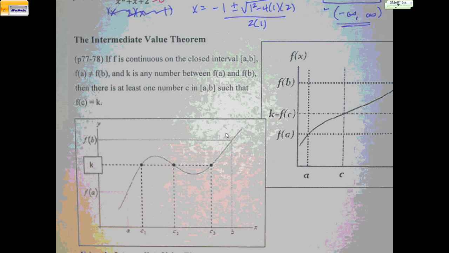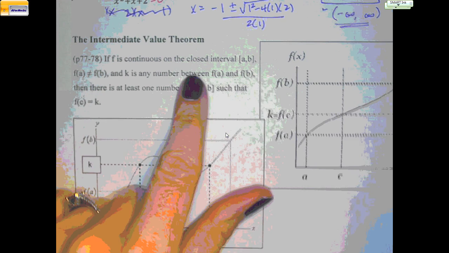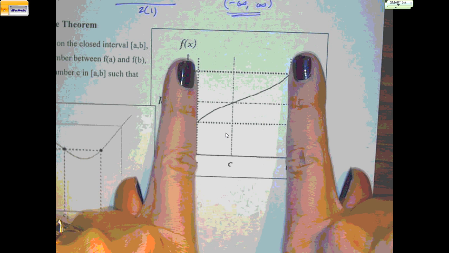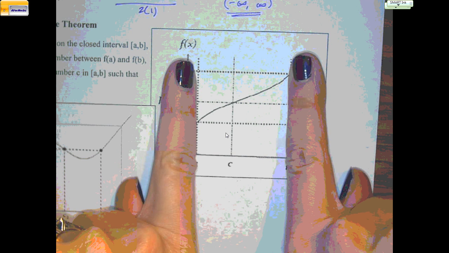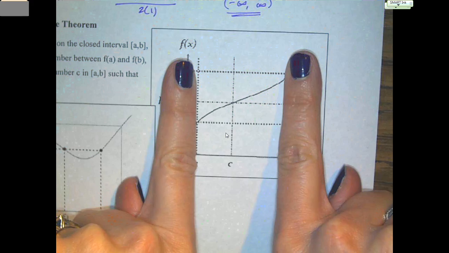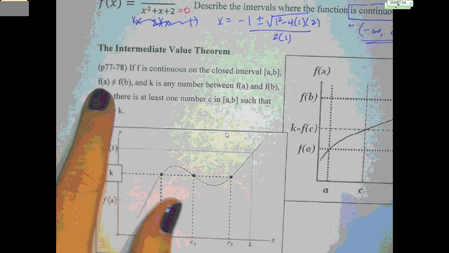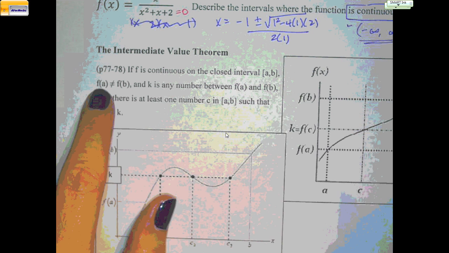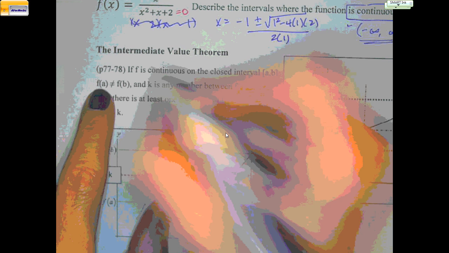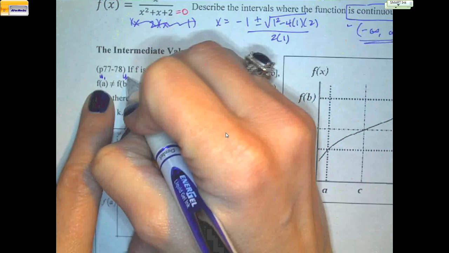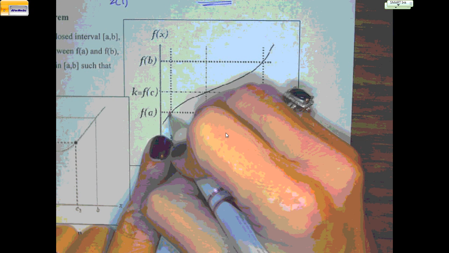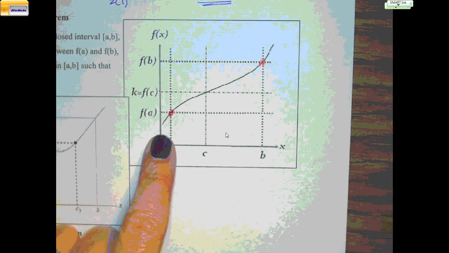If f, the function, is continuous, so there's no skips, gaps, or jumps, and it's on the closed interval AB. So we're only concerned from A to B on the x-axis. And this is just a made-up generic picture. It may or may not look like that. And f at A doesn't equal f at B. If you're finding f at something, isn't that a y value? Yes. So this first y value can't equal the second y value. So if you look at your picture here, they don't. I've got 1 point there and 1 point there that's on the function. The y values don't equal each other.